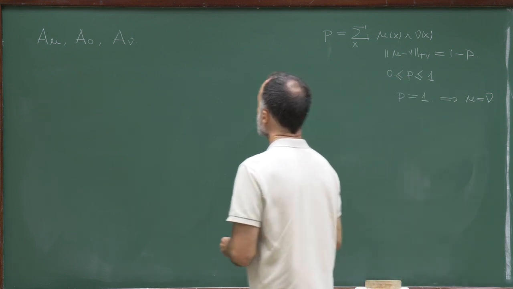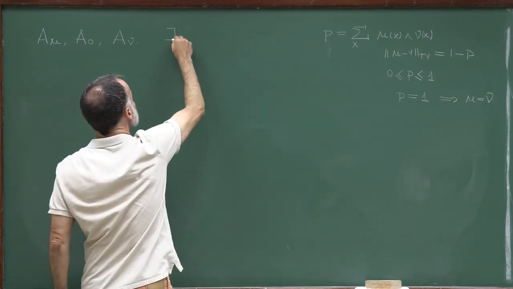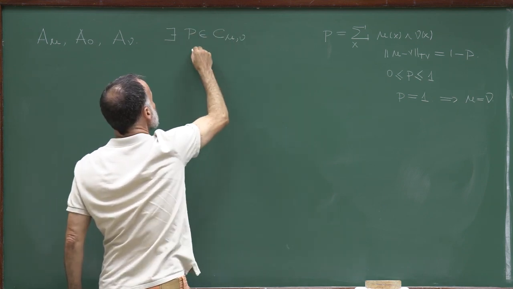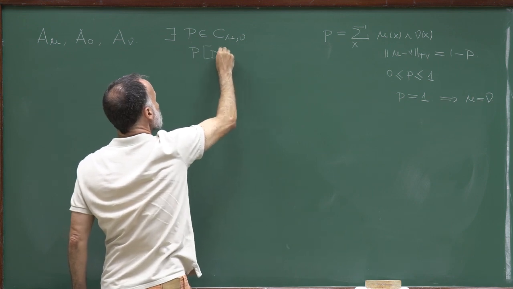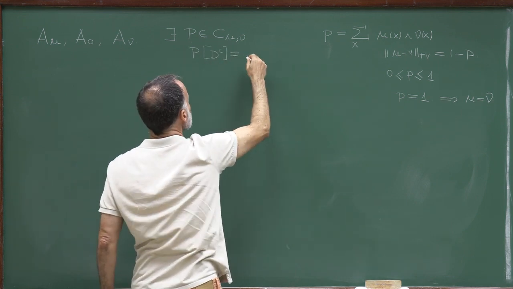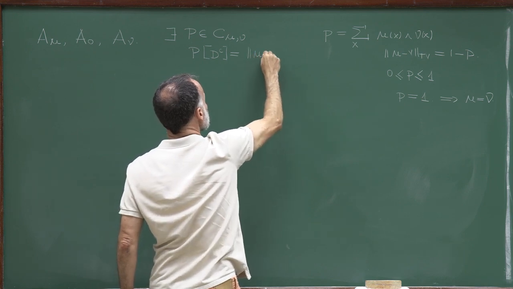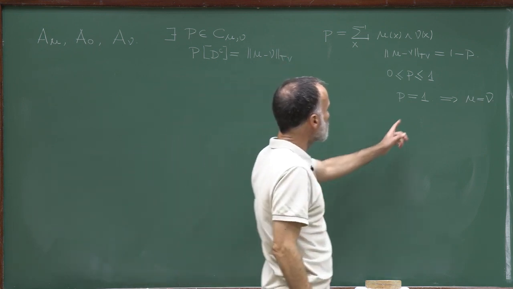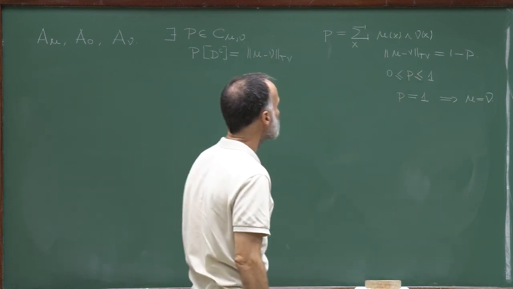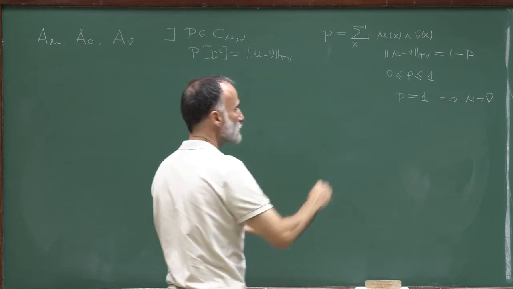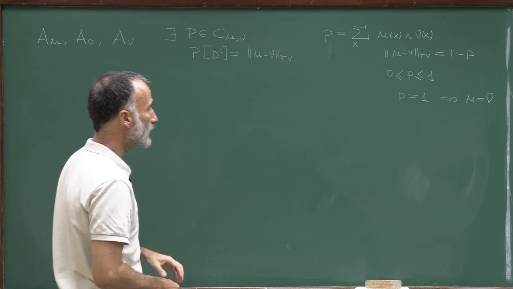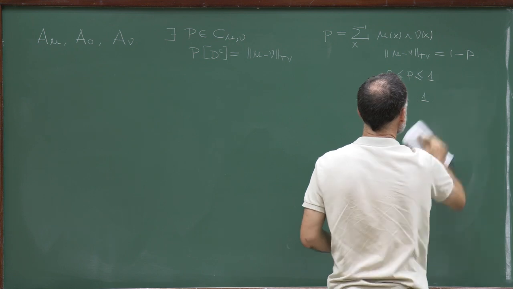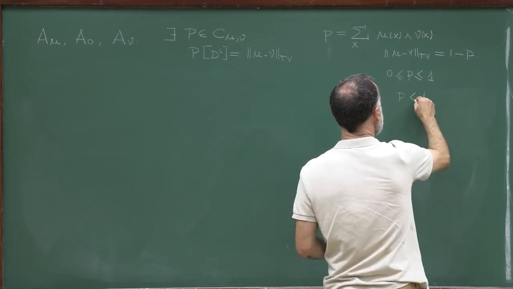So what is the statement? Well, we claim that there exists a p in C mu nu such that p of the complement of the diagonal is equal to the total variation distance. And what we just proved is that if p is equal to 1, this holds because the total variation is 0, and you can construct a measure concentrated on the diagonal. So I can always assume that p is strictly less than 1.